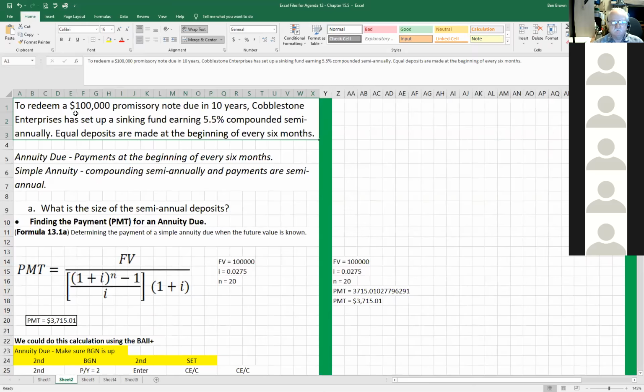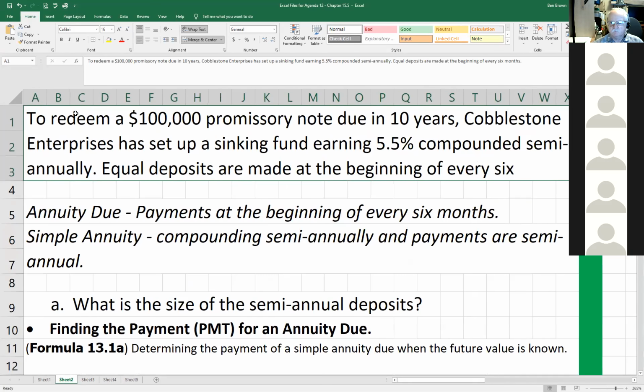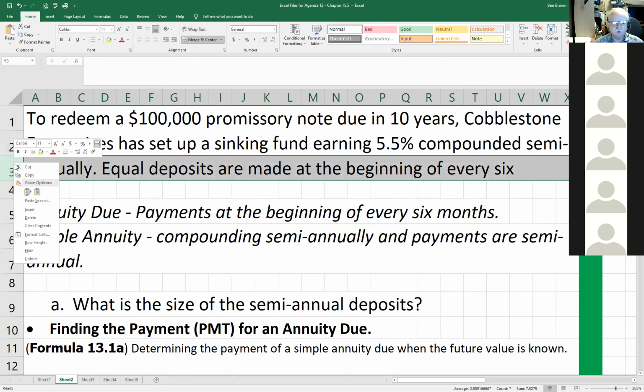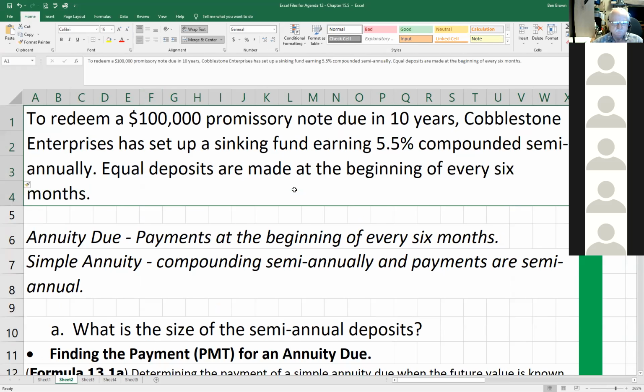Enlarge this. Okay, for some reason I'm losing a word here. Let's see if we can find it. Months, okay, good.